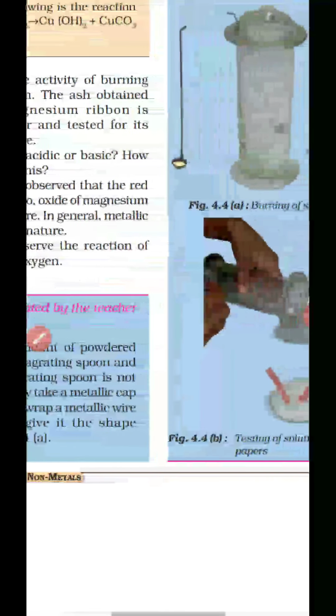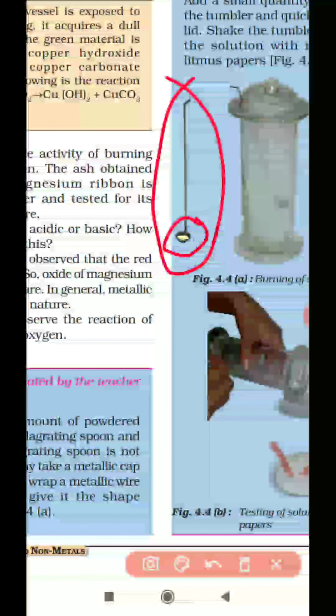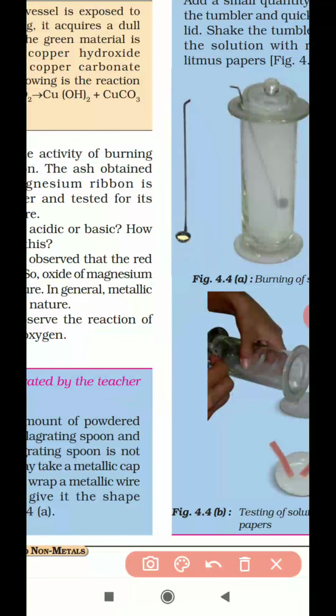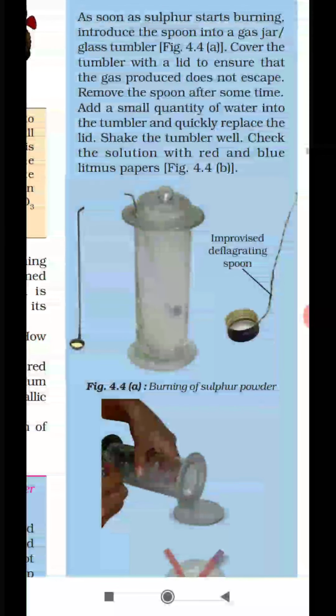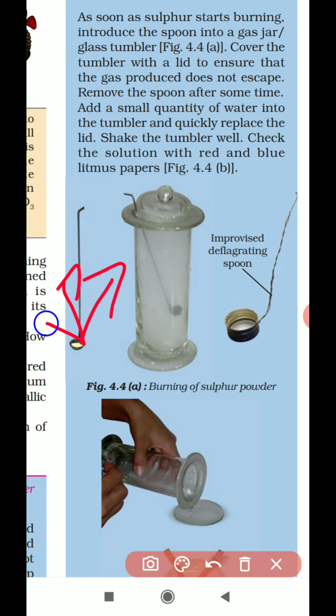Deflagrating spoon. In this deflagrating spoon, I am going to take a non-metal. You all know sulfur is a non-metal, right? So if I am heating the sulfur in the presence of oxygen, when I am heating it in the open air, what happens? A gas will be evolved.